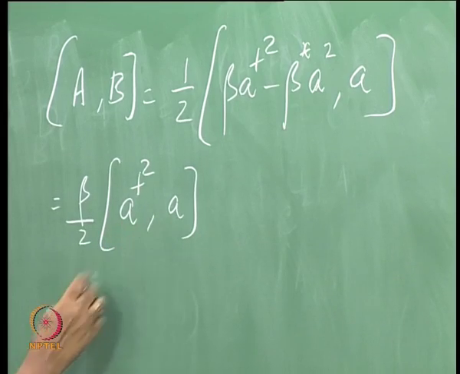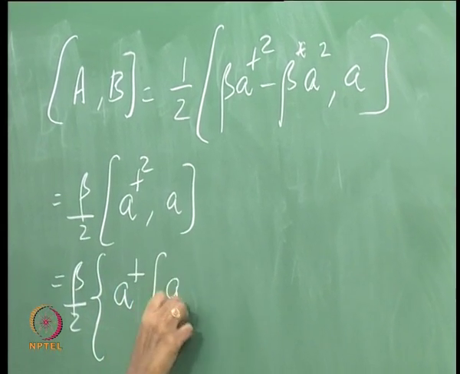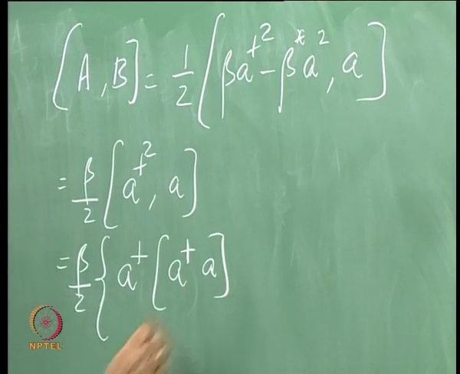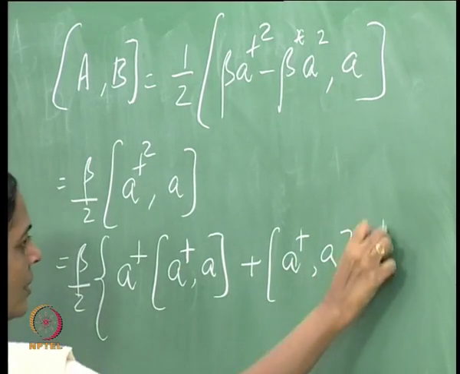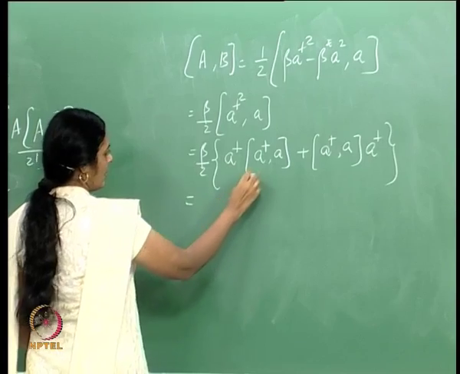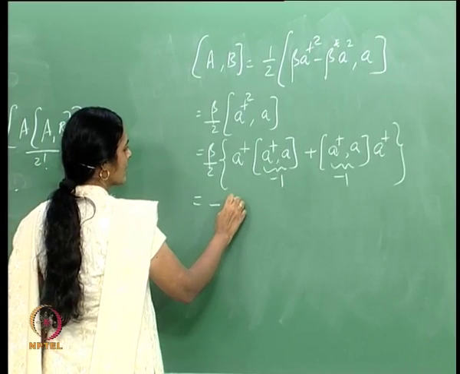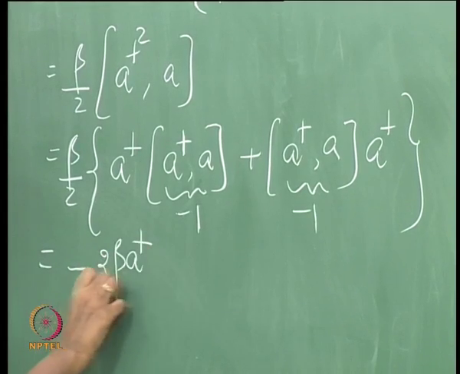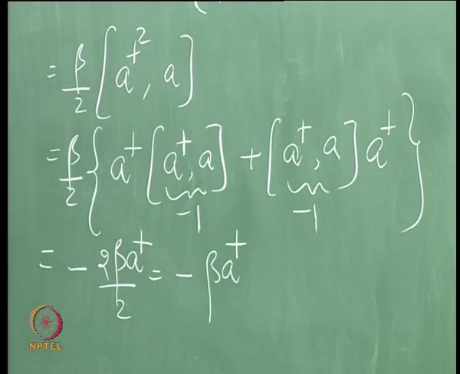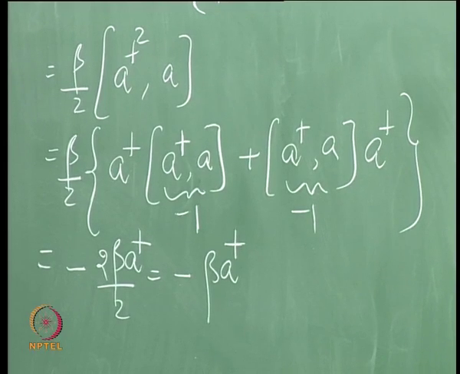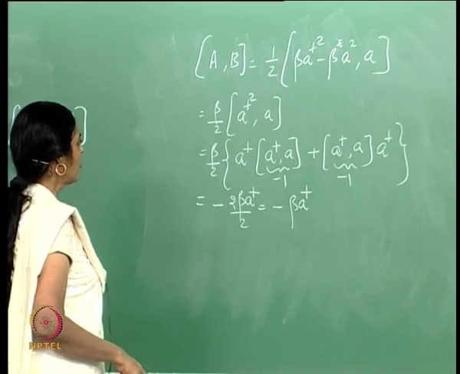I use the ABC rule here. So, that is beta by 2 A dagger commutator of A dagger with A plus A dagger A commutator with A dagger. Now, A dagger A commutator is minus 1, and therefore, this is minus 2 beta A dagger by 2, which is equal to minus beta A dagger. So, this is what I have for the commutator of A with B.